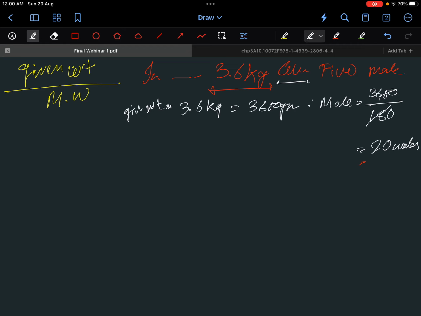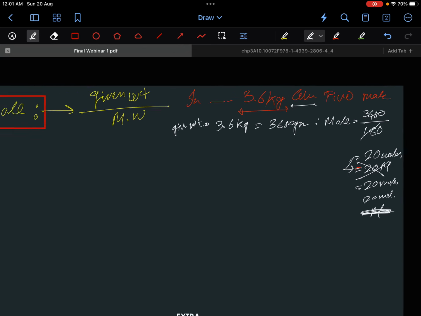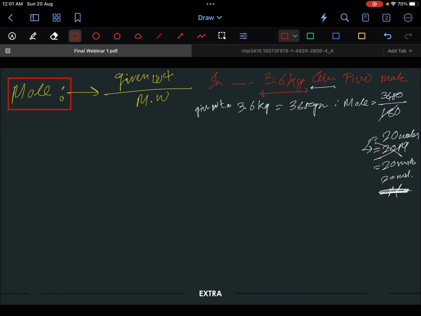Now, we cannot write 20 moles like this. This and this are not equal. This is not correct. 20 moles means 20 moles. You have to write moles, or you can also write 20 mol, but not m. Mole and m are different. So what is m? Now let's come to that part, that is molarity.